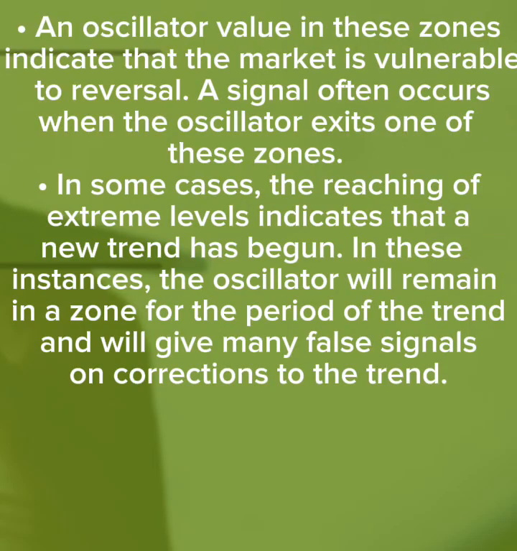An oscillator value in these zones indicates that the market is vulnerable to reversal. A signal often occurs when the oscillator exits one of these zones. In some cases, the reaching of extreme levels indicates that a new trend has begun. In these instances, the oscillator will remain in a zone for the period of the trend and will give many false signals on corrections to the trend.